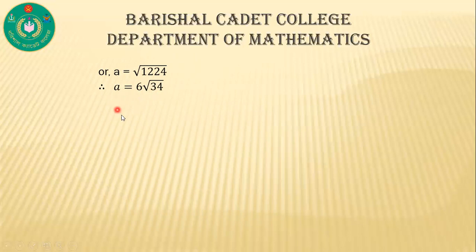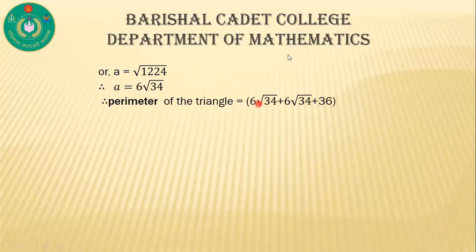We know perimeter is equal to a plus b plus c. Here a means 6 root 34, b means 6 root 34, and c means the base, 36, given here. That's why we can write the perimeter of the triangle is equal to 6 root 34 plus 6 root 34 plus 36, which is approximately 105.97 centimeters. This is our required answer.